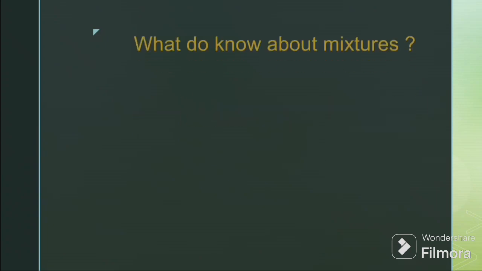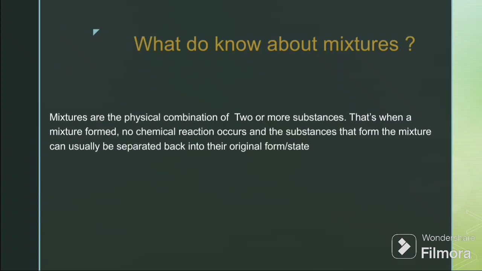Firstly, we'll look at what mixtures are. What do you know about mixtures? We say mixtures are the physical combination of two or more substances. When we take any substance at all, it can be any of the three states of matter, solid, liquid, gas, and we mix them together, we are making a mixture. When we are making a mixture, no chemical reaction occurs. The substances that form the mixture can usually be separated back into their original form or state. So that makes them mixtures.